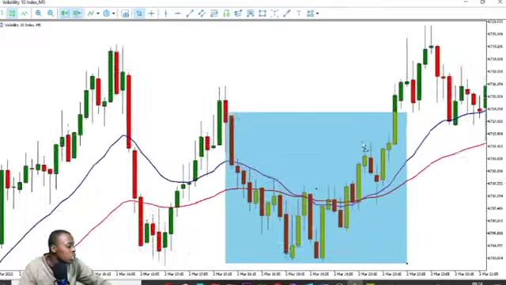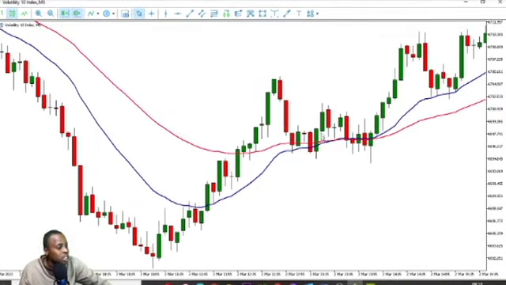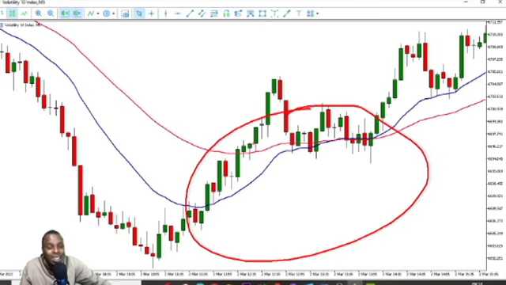So if you see points where the market is in a choppy or range market like this, you are not going to be placing a trade.